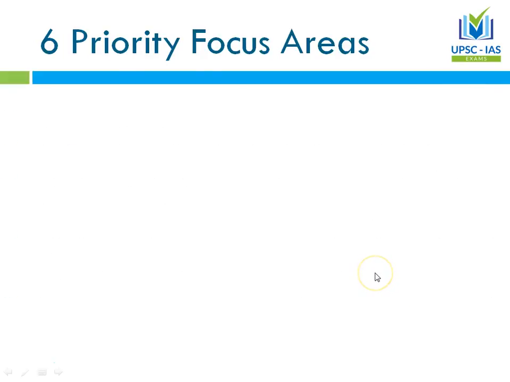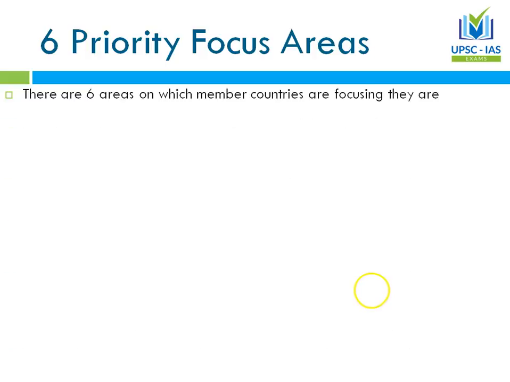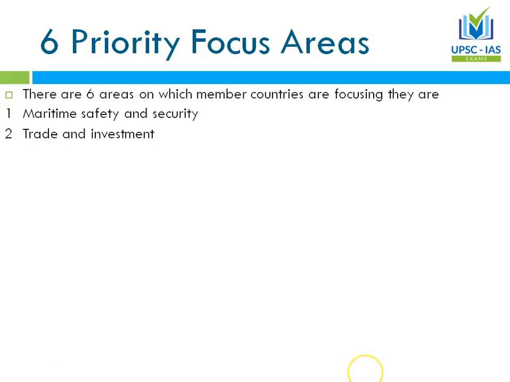Now moving on, we are going to talk about 6 priority focus areas that were discussed at the IORA summit in Indonesia. The first one is maritime safety and security. We are going to talk about maritime safety and security in detail, so I'm not going too much into it. Trade and investment, easy to understand: 3 continents, 1 ocean connecting all of them. So of course we are going to talk about trade and investment, and this meeting as well had an extensive talk on trade and investment.